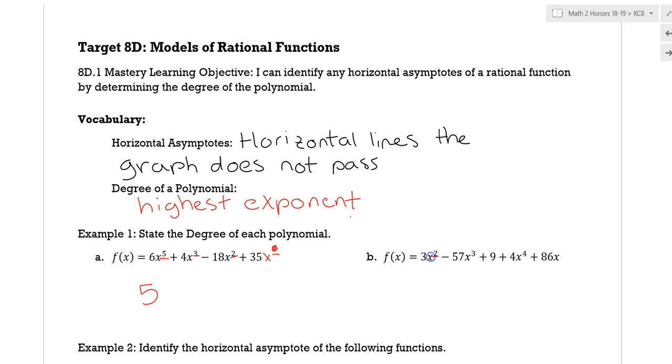Same thing here. We have 2, 3. Again, technically this is x to the 0. 4, and this is x to the 1. 2, 3, 0, 4, 1. The highest one is 4. Okay.